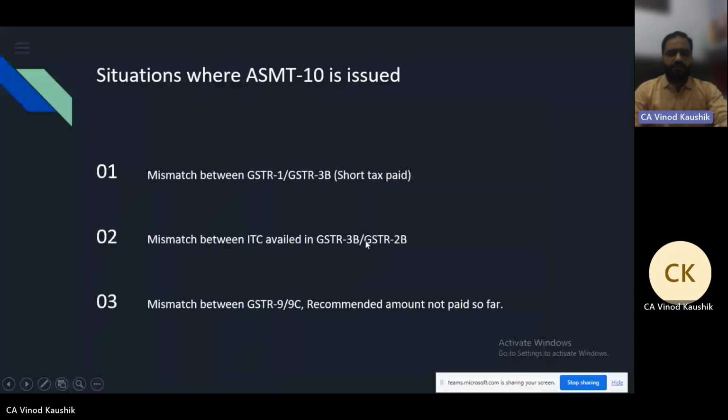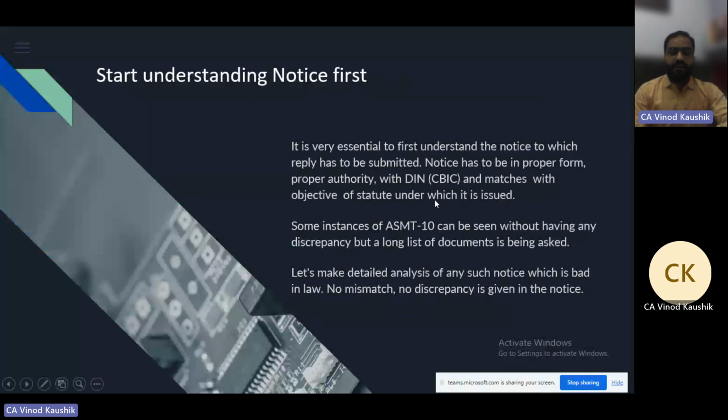ASMT 10, when it can be issued, I told you earlier: whenever there is a difference between the returns or related particulars furnished by us, and those can be 3B versus GSTR-1, 3B versus 2A, 3B versus 2B, GSTR-9, 9C, GSTR-7, TCS reports, etc. So it can be issued in situations where there is any kind of discrepancy, and that discrepancy may tantamount to short payment of output tax or excess claim of input tax credit or erroneous refunds, etc.